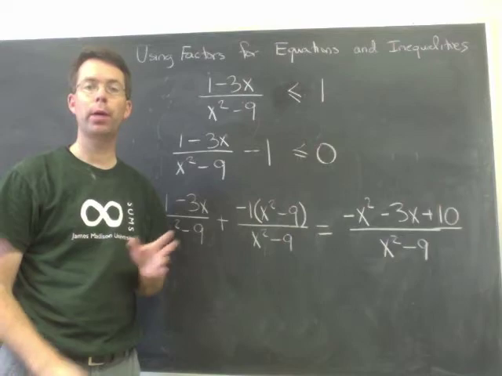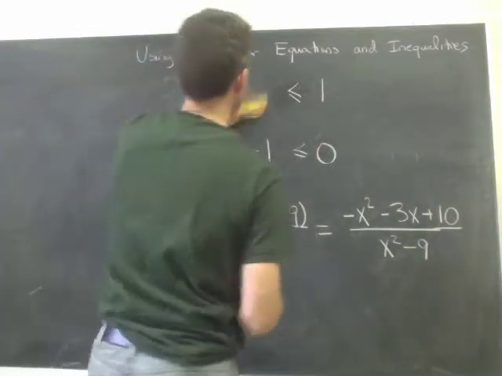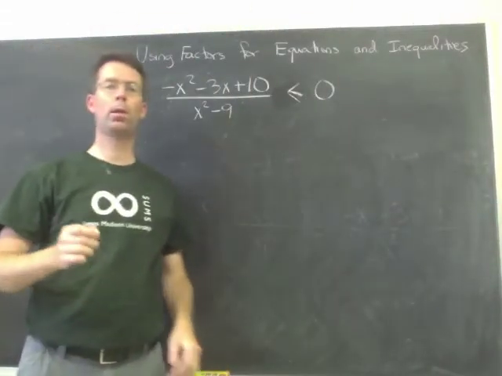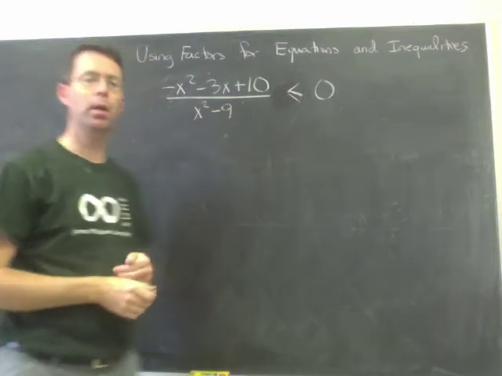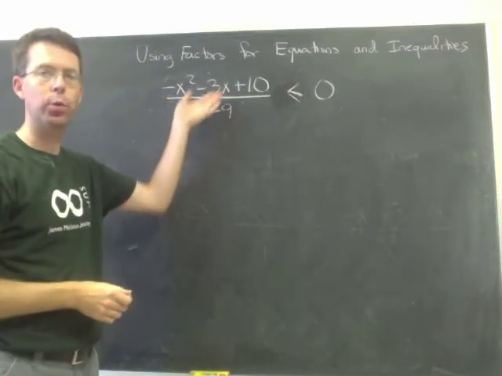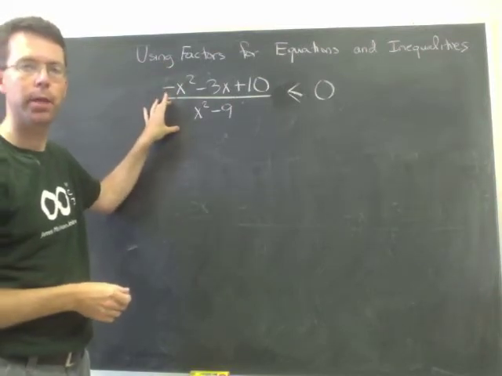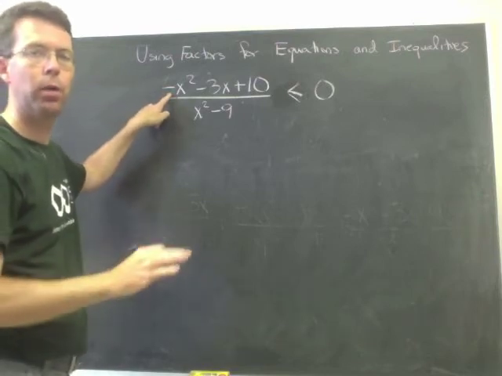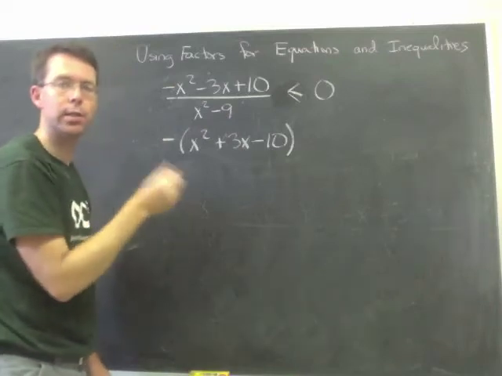So my question has now been transformed into the following. We want to know when this function is less than or equal to 0. Now it's almost factored, it's in a quotient. What I need to do is factor the numerator and the denominator separately. First, I'll factor out this negative sign. I always factor out my negative sign. What that does is it changes the sign of every term inside.